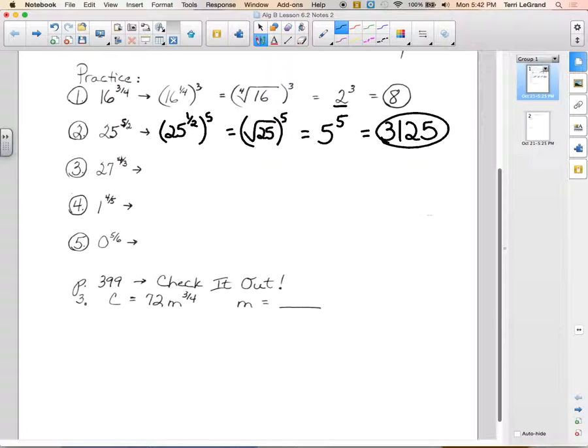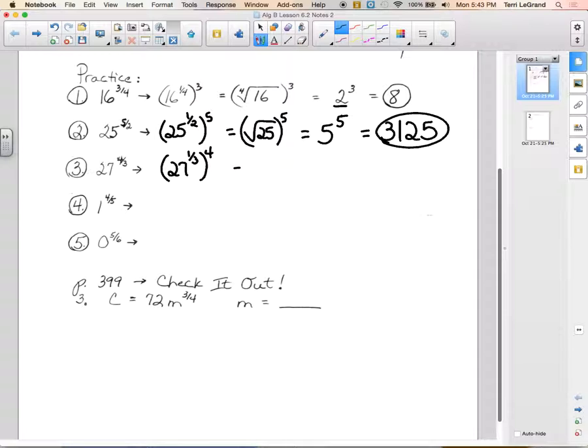So let's look at number 3. What do you think should happen there? We have 27 to the 4/3 power. Should we get a number less than 27 or a number greater than 27? 4/3, is it less than 1 or greater than 1? Well, because it's greater than 1, I'm thinking we should end up with something greater than 27. So let's see what happens. 27 to the 4/3 power can first be rewritten as 27 to the 1/3 power, and that is taken to the 4th power.